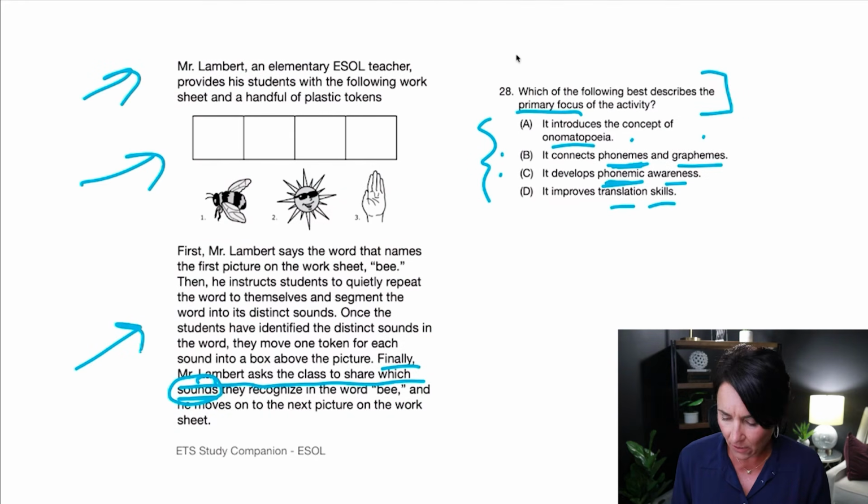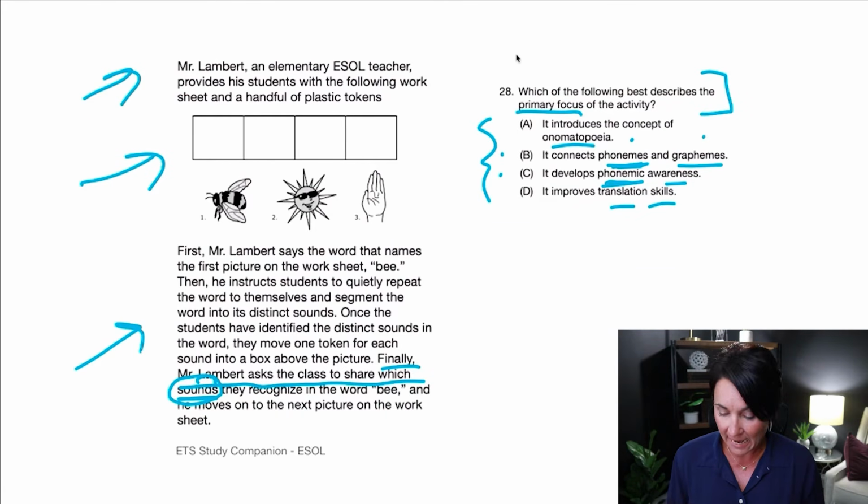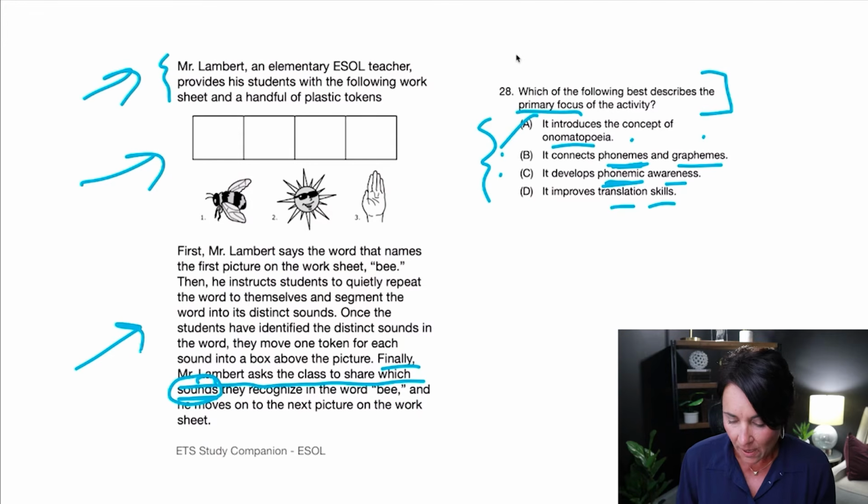Onomatopoeia, A here, is when we're talking about onomatopoeia, those are words like kerplunk, bang, bam. They are words that show what's happening, right? So it doesn't look like A is going to be it. And translation skills, I don't think D is it, but let's keep reading. Let's start here now. Mr. Lambert, an elementary ESOL teacher, provides his students with the following worksheet and a handful of plastic tokens.